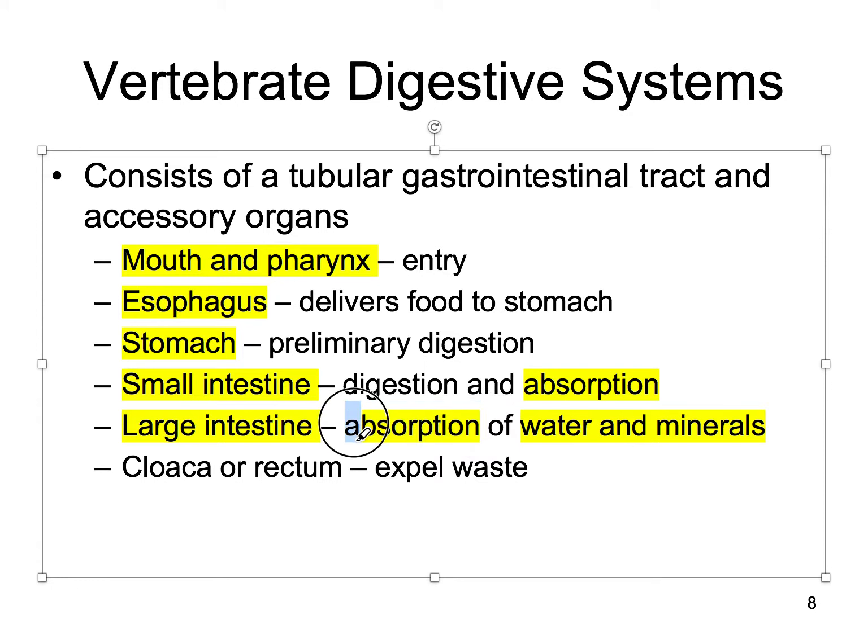And then finally, we reach the end stage of our digestive tube, which is either the cloaca in certain organisms like reptiles or birds, or the rectum in, say, mammals. And this is where waste is gathered and then expelled.